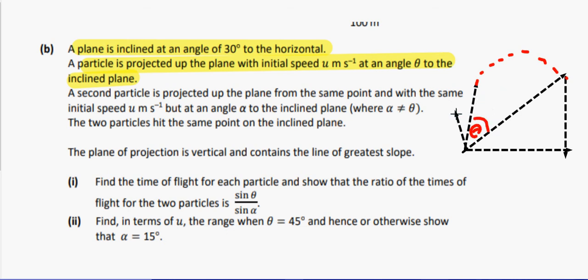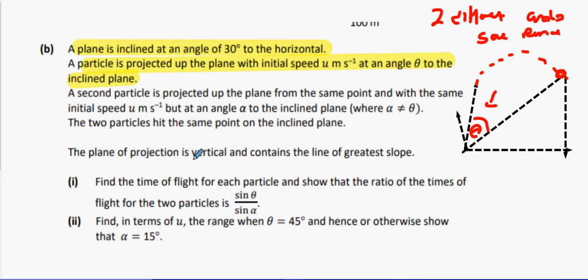Okay, let's read further. If the two particles hit the same point on the inclined plane. So what we're saying is two different angles, same range. Do you get what I'm saying? Two different angles, same range. So here's what you do. Just do it for one angle, angle theta. What you're hoping is you get a quadratic equation that gives you two values of theta. That's what you're hoping for. Maybe. Let's keep reading.